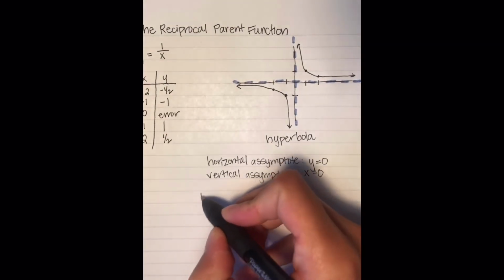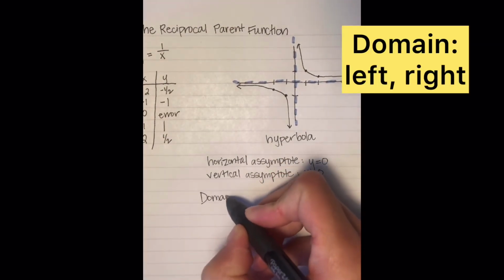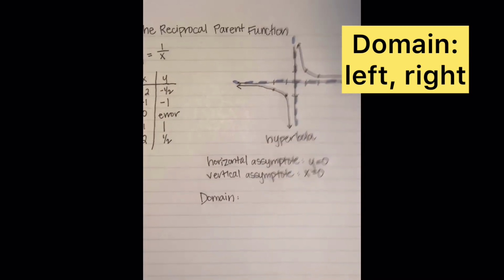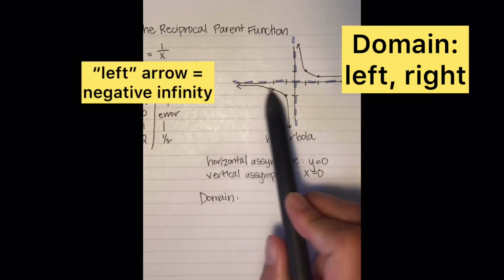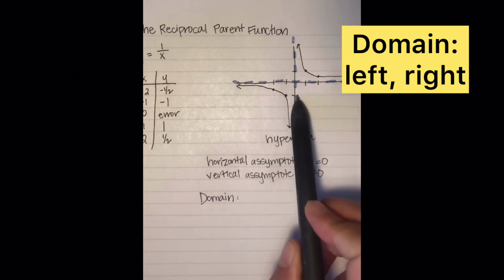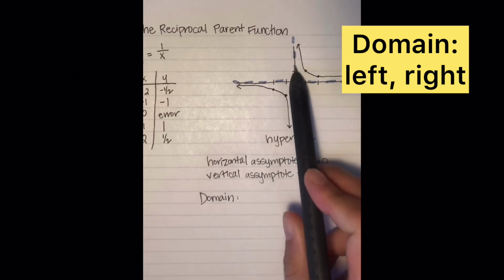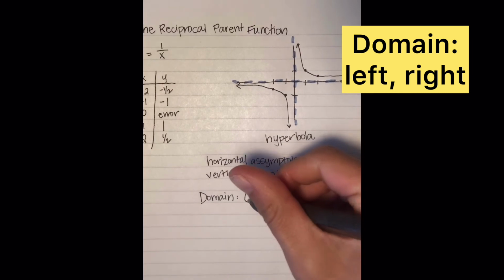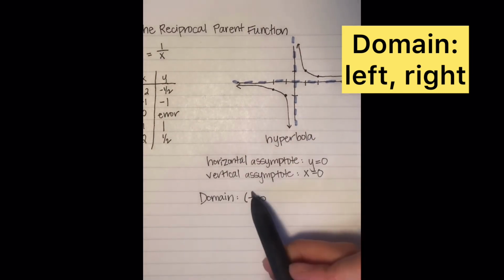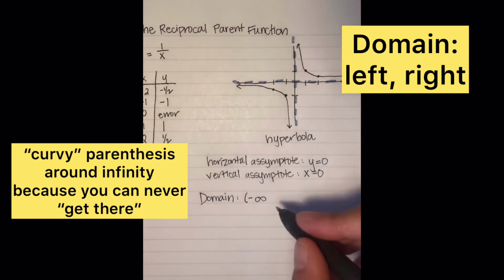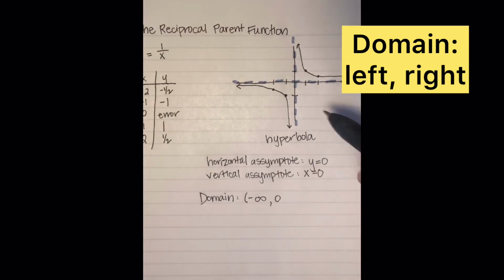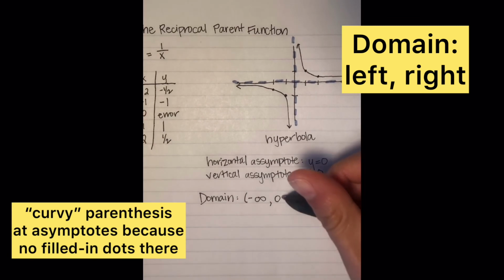So let's do domain first. There's a lot of different ways to write domain. But we'll start on the left and go to the right for domain. So we've got an arrow here, but it stops right here with this asymptote. So the domain goes from -infinity. You never include infinities because you can never arrive there, comma 0. We never actually arrive at 0 because of the asymptote, so this is curved.